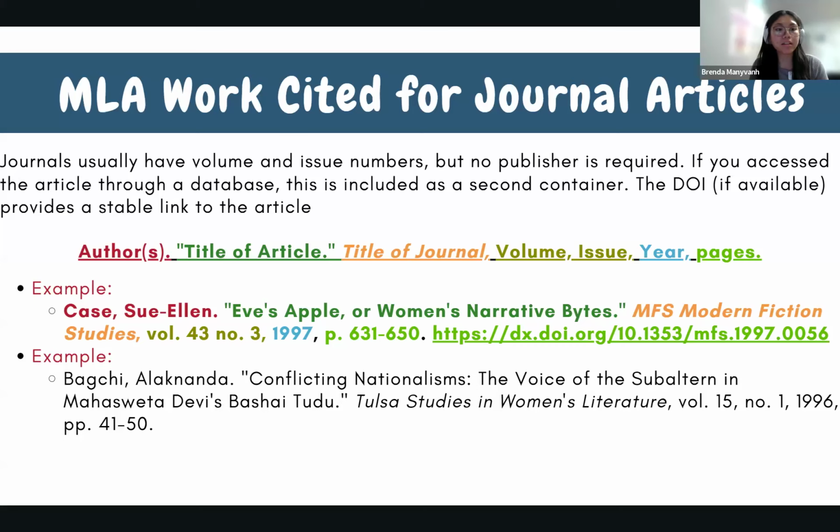All right, so underneath I have an example where I have the author in red, and then I have the title of the article in quotations. And as you can see, the title of the journal, which is in orange, is italicized, followed by the volume number and issue number, the year of publication, the pages, and then a DOI link. All right, next slide, please.